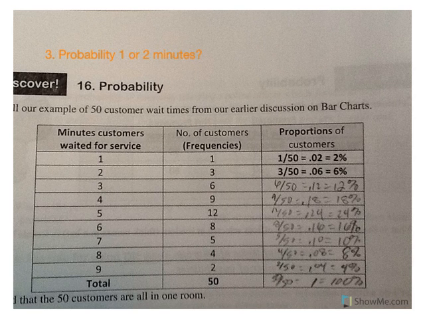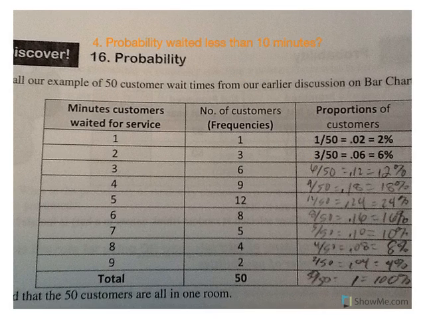Mathematically, it's equivalent. Number 3, probability of 1 or 2. Well, 1 or 2, we're going to add those together. So 0.02 plus 0.06, and that would give me an answer of 0.08 for the probability of waiting 1 or 2 minutes.